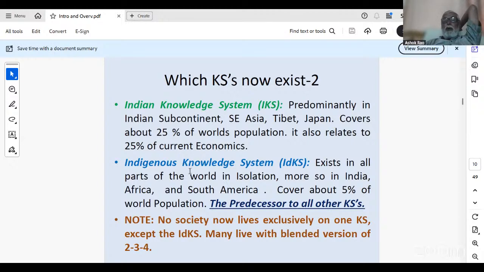The fourth knowledge system is the indigenous knowledge system. It exists in all parts of the world in isolation, more so in India, Africa, and South America. They cover only 5% of the world population, but they are the roots of all these knowledge systems. They are the predecessor to all other knowledge systems. Okay. And no society now lives exclusively on one knowledge system except the indigenous knowledge system. Many live with a blended version of 2, 3, or 4. I'll come to that.